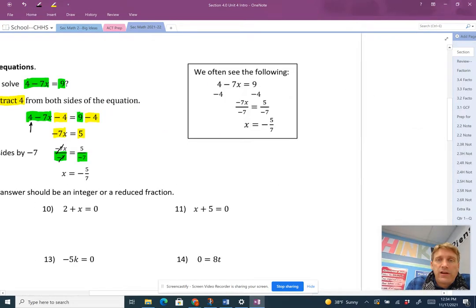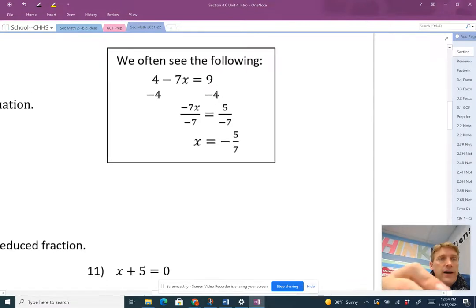Then you might also see it written in this way. And this is just a vertical way of doing the same thing. So the opposite of 4 is subtract 4, and we do that to both sides. And then the opposite of multiplying by negative 7, dividing by negative 7, which is the same as we saw it previously.